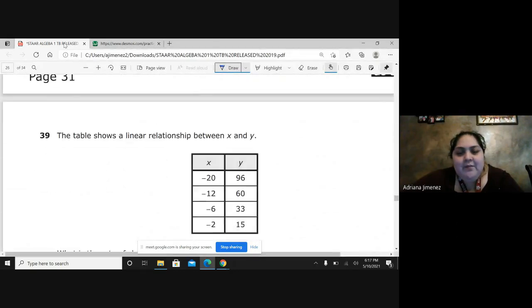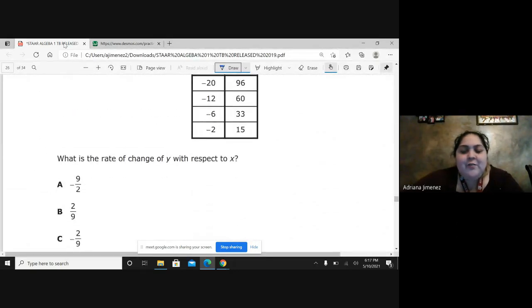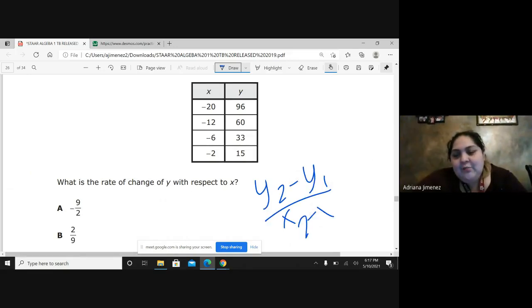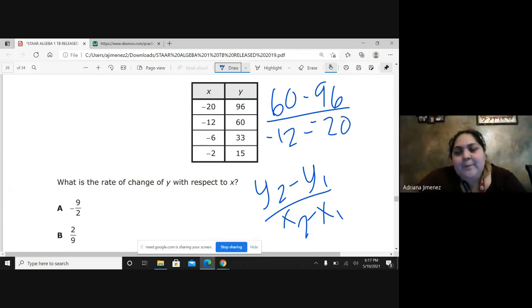All right, now we have this one right here. It wants to know the rate of change. So I don't need to type in the table anything. I just need to do the slope formula. So y2 minus y1 over x2 minus x1. So 60 minus 96 over negative 12 minus negative 20.